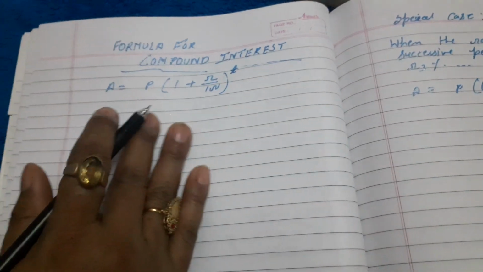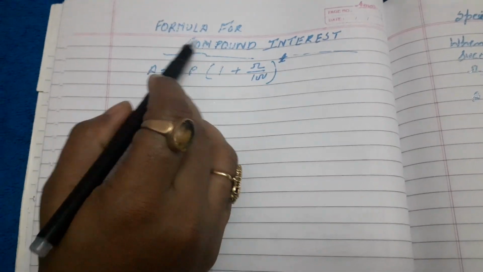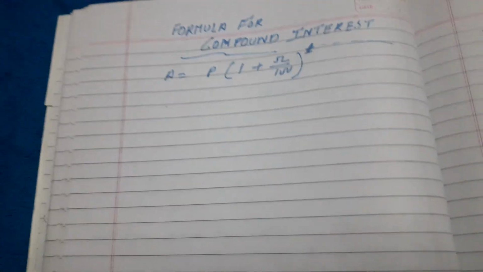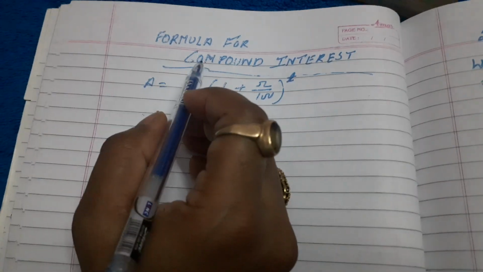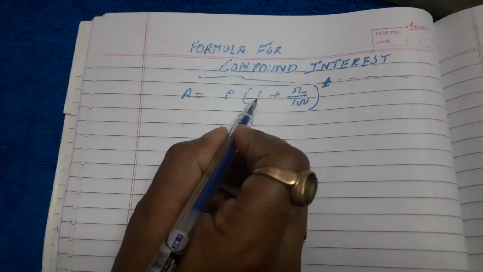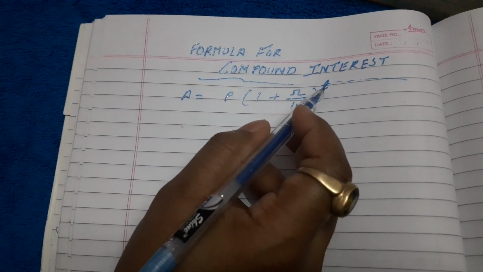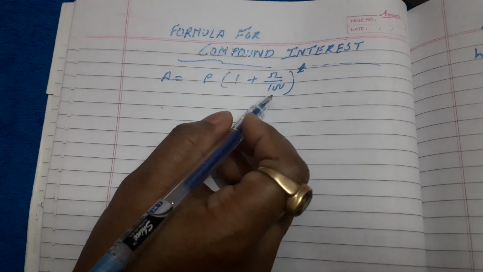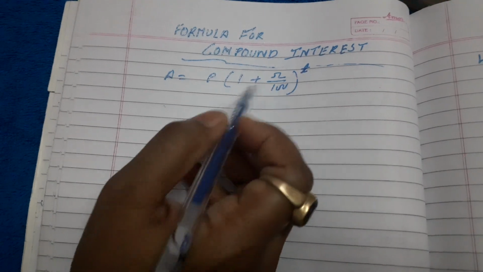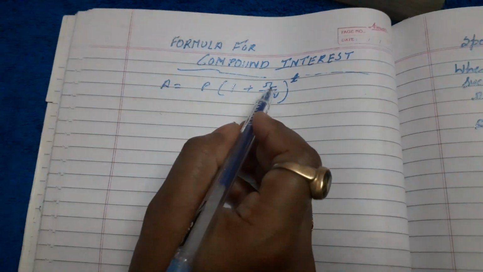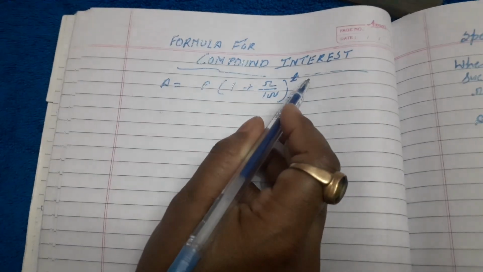Here is exercise 2.2. Let's start with the formula first of all. See, I have written the formula for compound interest here. I don't know if it is visible or not, because I have written it with a sparkle pen. Amount is equal to principal within bracket 1 plus r by 100, to the power t or n. What is the formula? A equals P into (1 plus r by 100) to the power t or n. A is for amount, P for principal, R for rate, and T or N is for time.